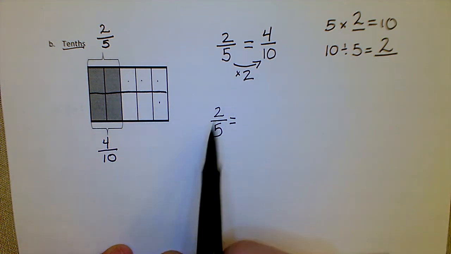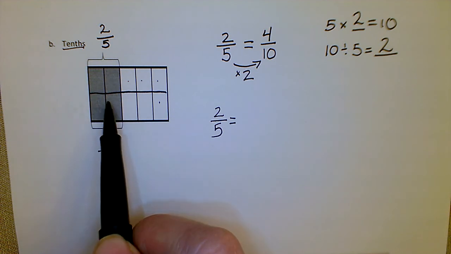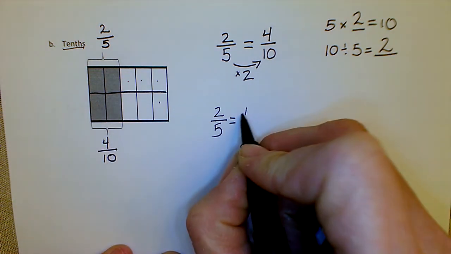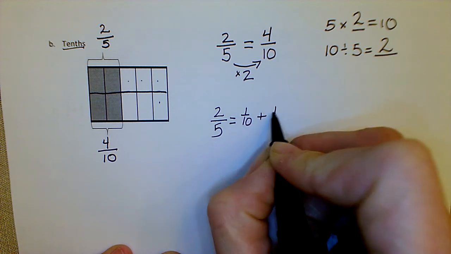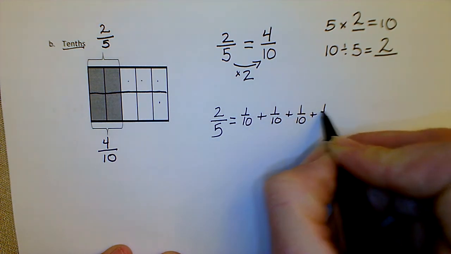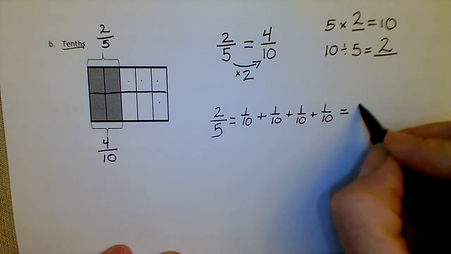I need to show what this was equal to in tenths. And what I can do is I can say that 2/5 is the same thing as 1/10 plus 1/10 plus 1/10 plus 1/10. So let me show that. So it's going to be 1/10 plus 1/10 plus 1/10 plus 1/10, which we already know is equal to 4/10.